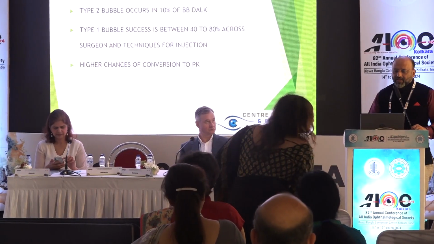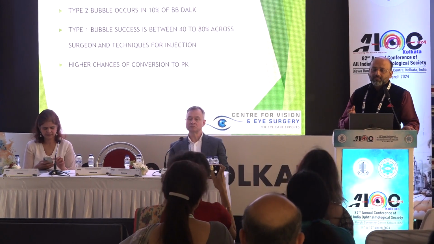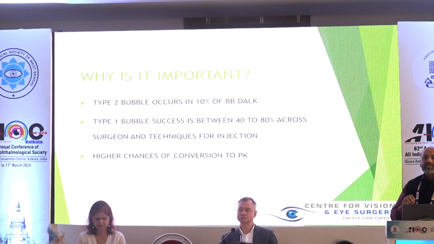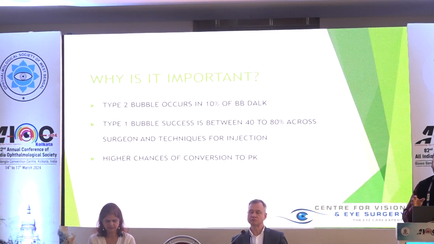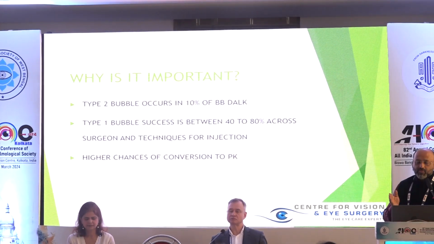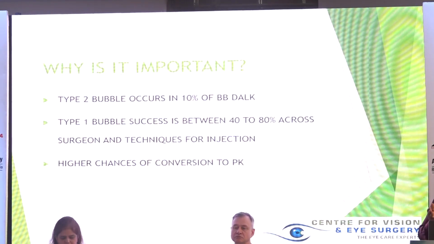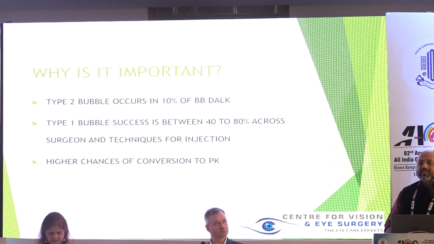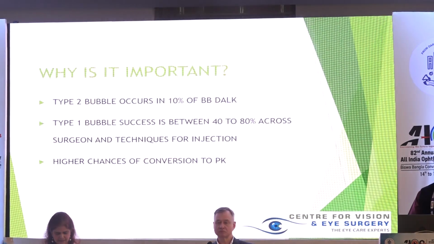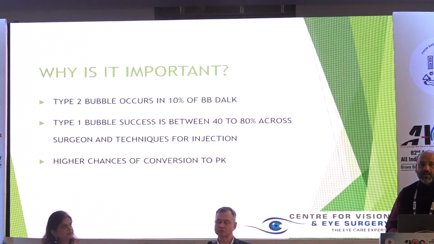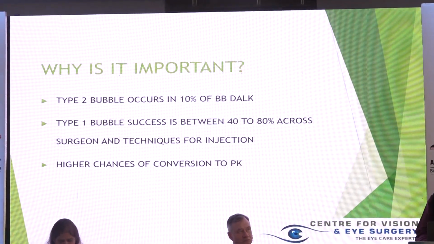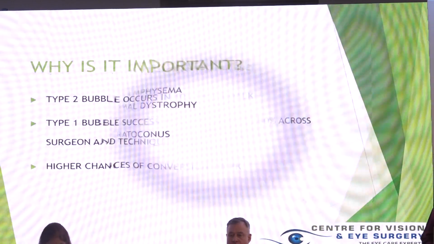I'll just stick directly to the point about why type 2 bubbles are important. Type 2 bubbles occur in about 10% of the total big bubble DALKs. And the type 1 bubble, I'm sure there are some among us who get 80-90%, but the range is about 40 to 80%, depending on the surgeon, technique of injection of the air, the amount of dissection that you do. And if you have a type 2 bubble, there is a higher chance of conversion to PK.